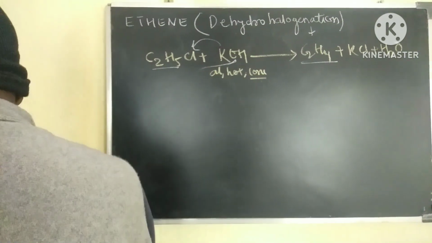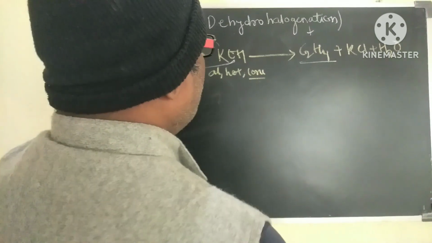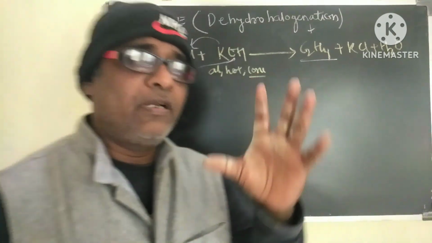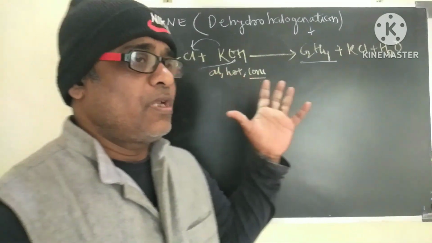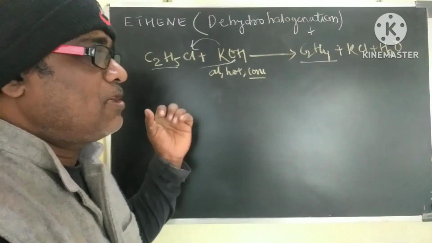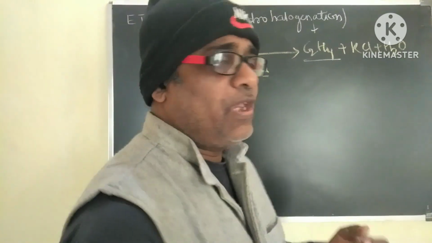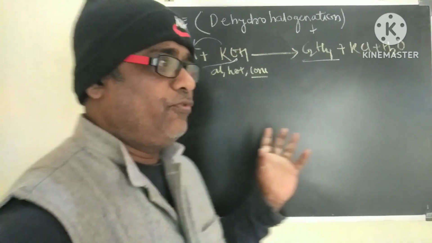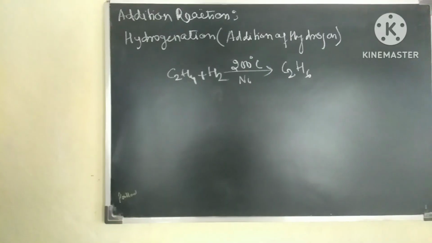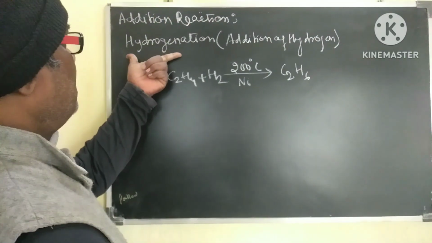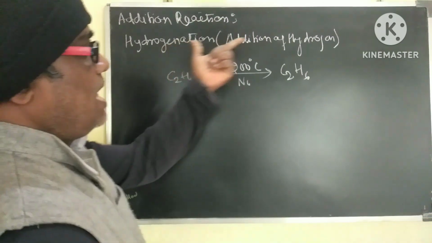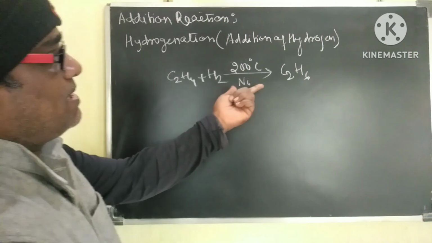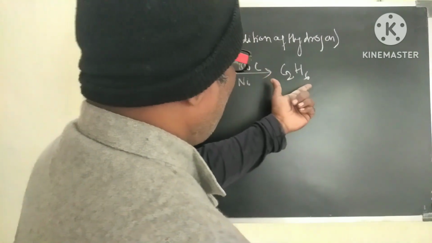Now we are going to study how the reactions take place. Since ethene is an unsaturated hydrocarbon having a double bond, it goes through addition reactions. There are a lot of addition reactions, but in our syllabus we have addition of hydrogen, addition of water and addition of halogens as well. Number one addition reaction is hydrogenation, addition of hydrogen. These are passed through the catalyst nickel at 200 degrees Celsius to form ethane.